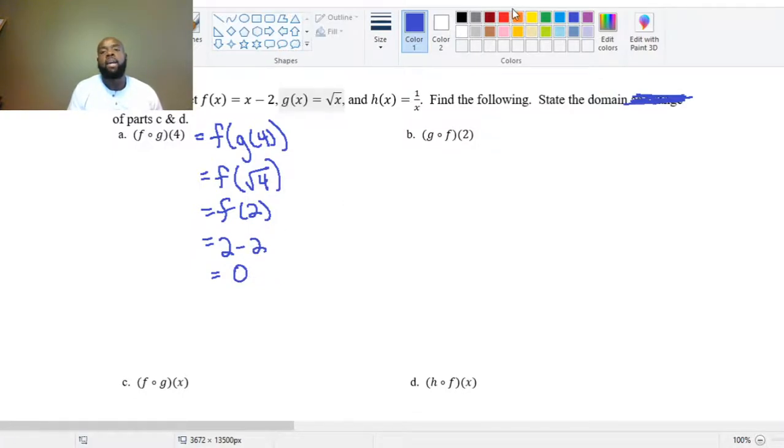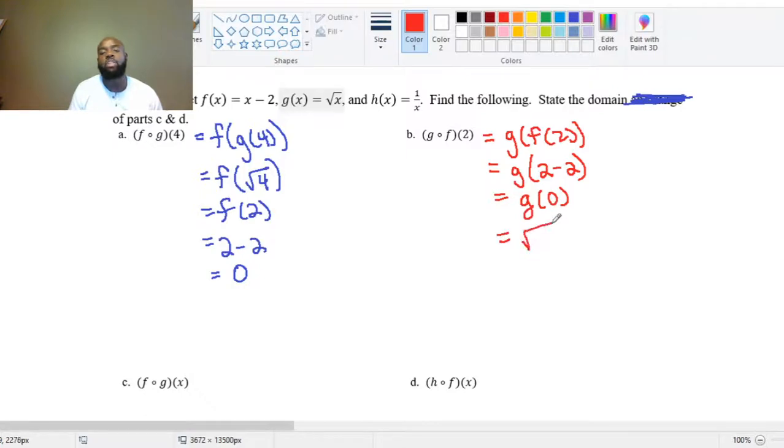Okay? Our next example, G composed with f evaluated at 2. That means to do G of f of 2. That means I'm going to go to my function f, and I'm going to plug in 2 wherever I see my variable x. That simplifies to a 0. And so now I go to my function G, I replace wherever I see my x with the 0, and the square root of 0 is 0. All right? And that's that.